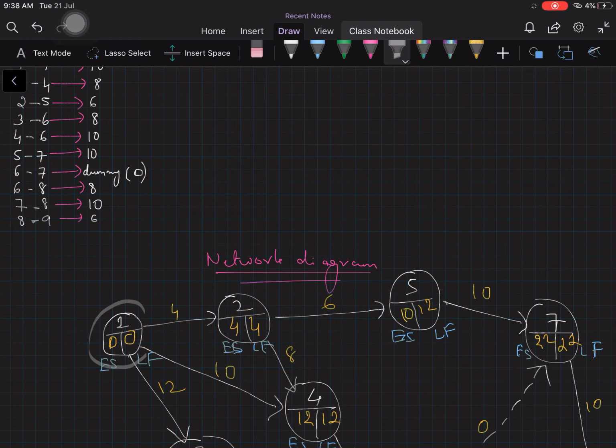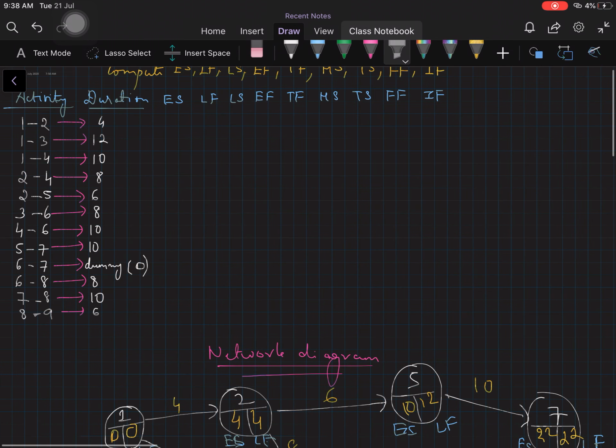So whenever you are asked to fill the early start of an activity, you should always go by the starting event of the activity and catch hold of the early start. Now this will be the early start of activity 1. Let's see. So 1 to 2, early start of 1 to 2 will be what? Go to event number 1 and pick the early start.